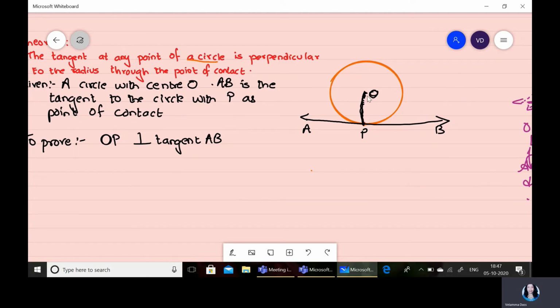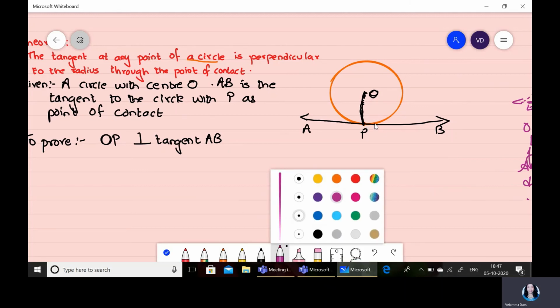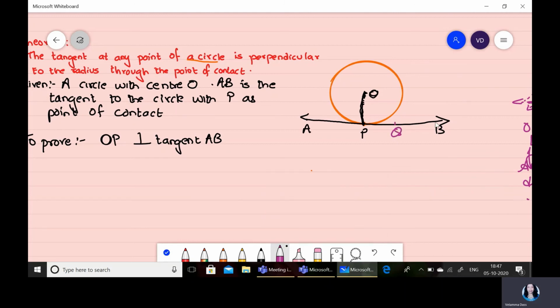So if I want to make a comparison with OP, I require another point to compare. Let's take a point Q. So I'm taking a point Q on AB other than P, and then I will join OQ. So here, in the construction, you have to remember that to prove OP is shortest, I require another segment to compare. So I'm just marking the join OQ.